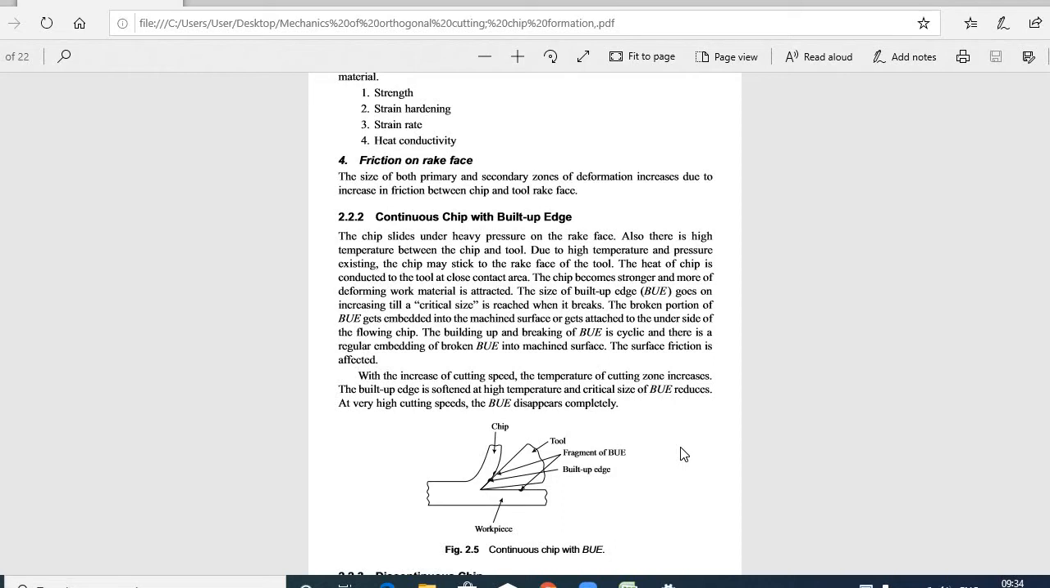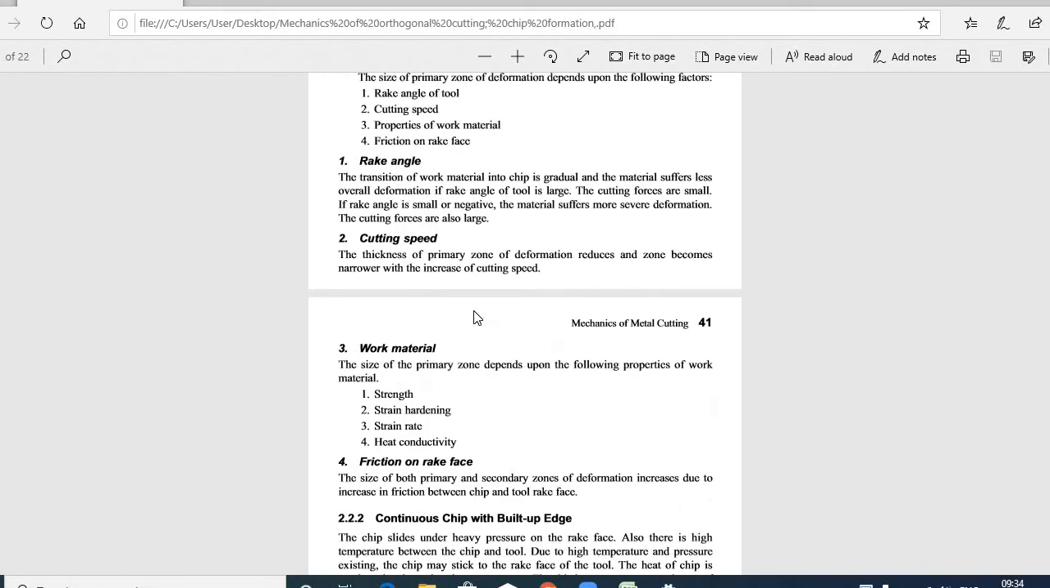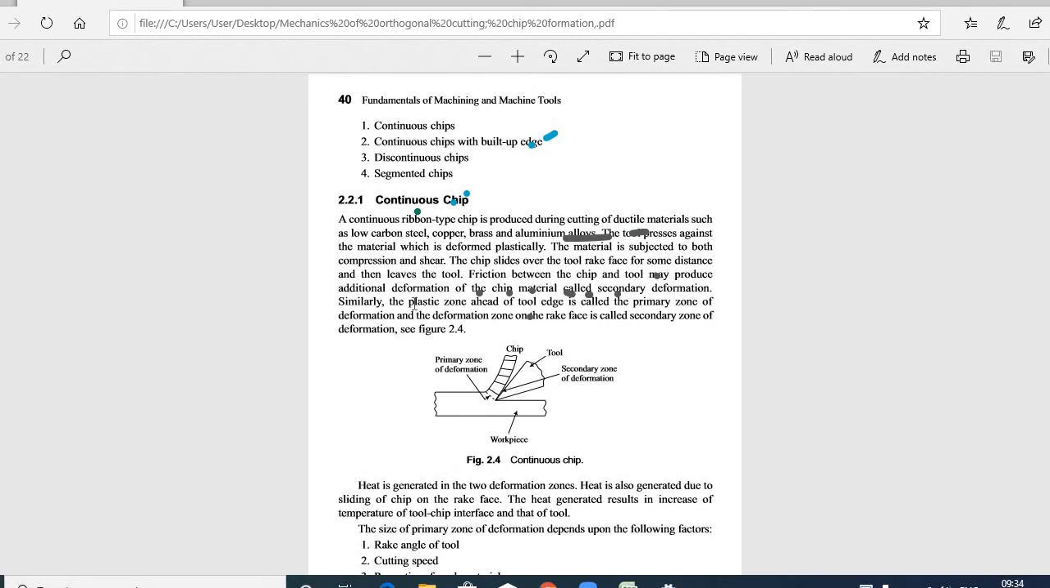So I will be today dealing with continuous chips. A continuous chip is a ribbon type chip which is produced during cutting of ductile materials such as low carbon steel, copper, brass, and aluminum alloy.